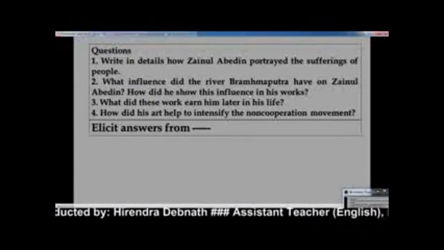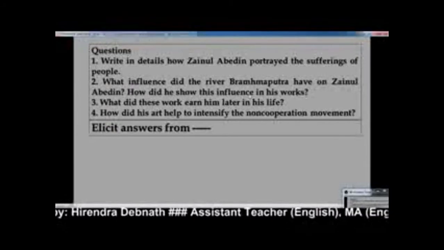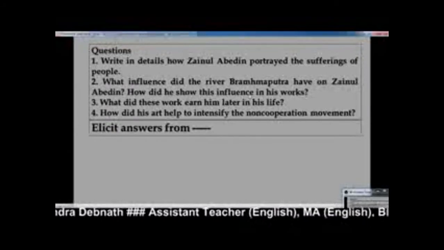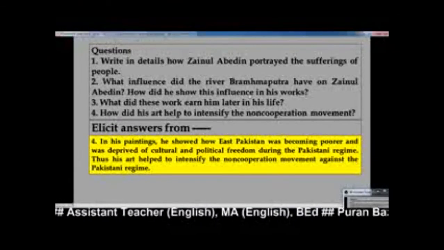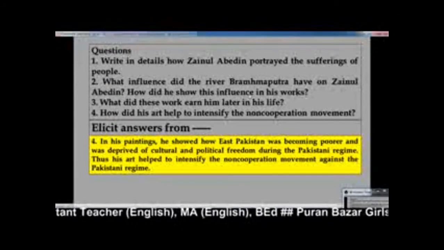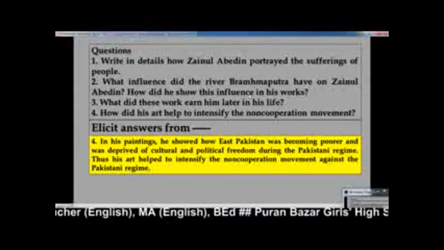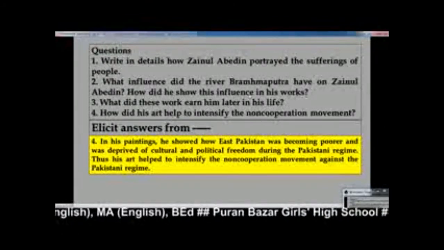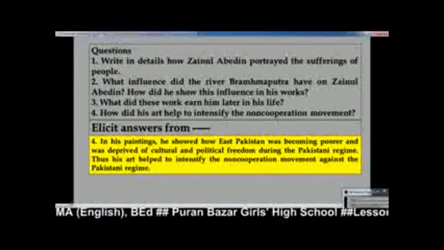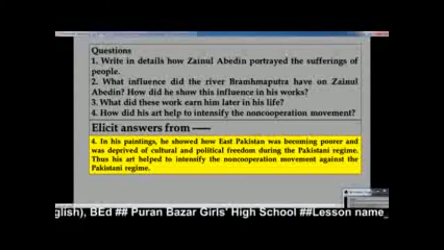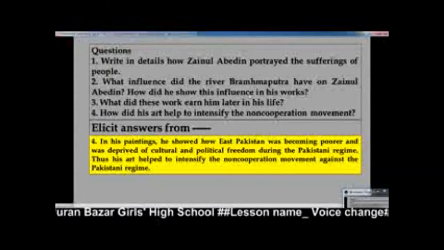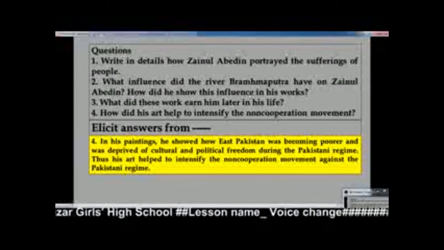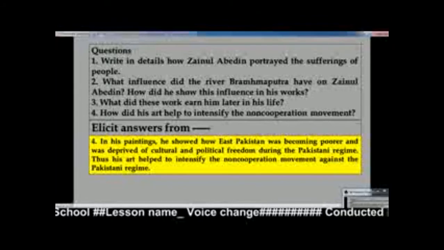Question number 4: how did his art help to intensify the non-cooperation movement? The answer of the fourth question: in his paintings, he showed how East Pakistan was becoming poorer and was deprived of cultural and political freedom during the Pakistani regime. Thus, his art helped to intensify the non-cooperation movement against the Pakistani regime.